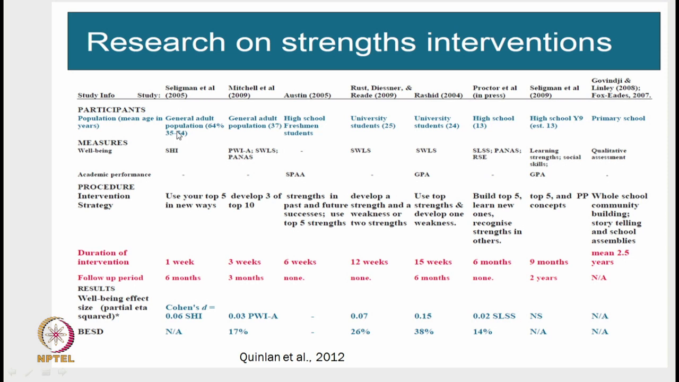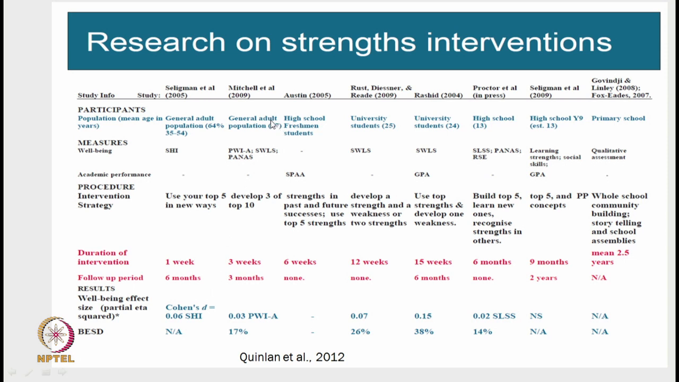If we talk about the first study, it was conducted on the general adult population, with a sample aged 35 to 54 years. They used a happiness index, and in the intervention they said to use your top 5 strengths in new ways. So, during the strategies, your work is to identify your character strengths and how you can use them in a better way. That was a 1 week intervention program, and they took a follow-up after 6 months.